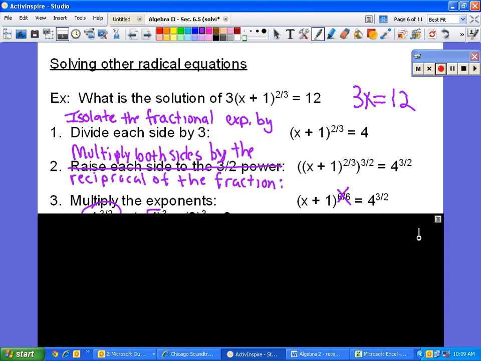It says 6 over 6 because 2/3 times 3/2 is 6 over 6. But 6 over 6, as we all know, is just 1. So you can actually just cross it out. You can leave it off. You can put 6 over 6 and cross it out like I did. Whatever you want that makes you understand that the exponent disappears.